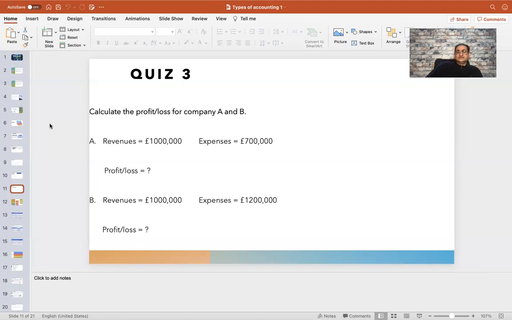So we know revenue is 1 million and expenses are 1.2 million. So this time expenses are higher than revenue. So it means it is a loss. And 1.2 million minus 1 million of revenue, it means there is a 200,000 pound loss. So that is about company B. And hopefully this is clear to you.